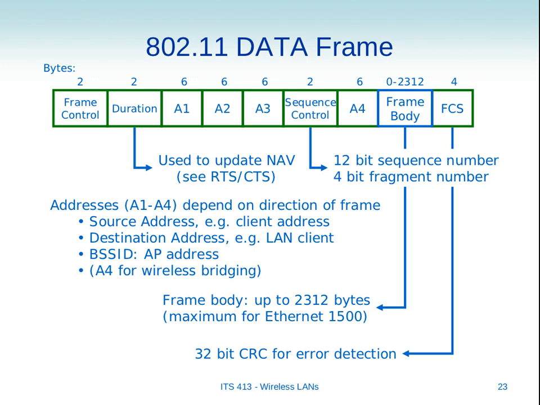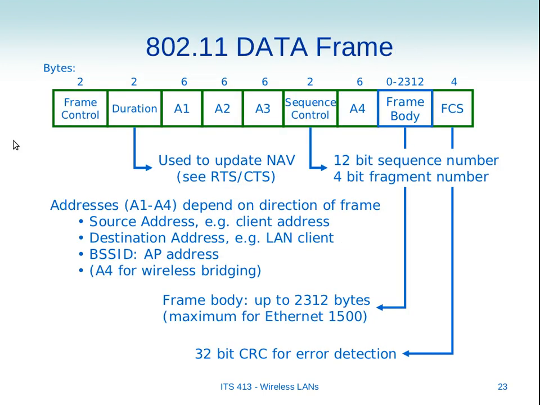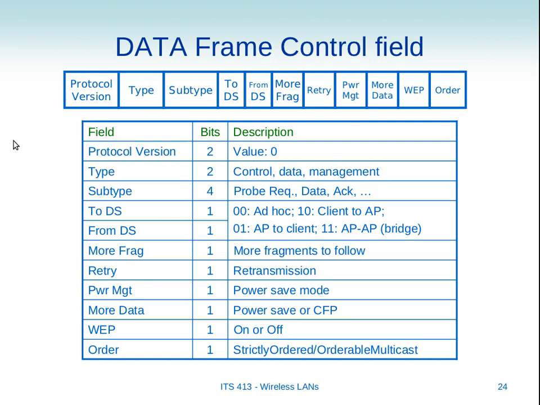What else? Sequence. And the frame control is on the next slide, I hope. The frame control field is 2 bytes, 16 bits. It has multiple purposes. We saw some of them in the beacon. Indicates the version of the protocol, the type of frame. So this is common across all of them. The subtype indicates the direction of the frame.